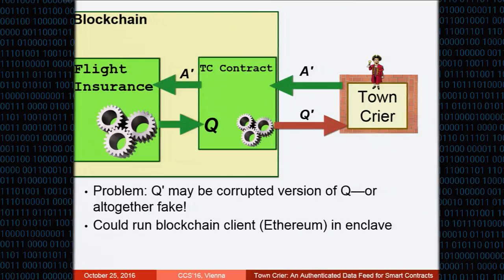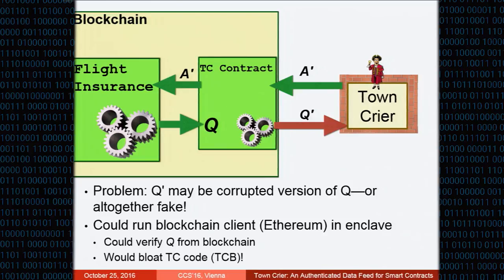So one way to solve this is simply to run a full-fledged blockchain client in the enclave. And by doing so, we can verify Q prime is indeed part of the blockchain by verifying a sort of Merkle tree structure. However, doing this will blow up the TCB of Town Crier, because a blockchain client is not a trivial piece of software, and we don't want to do this.